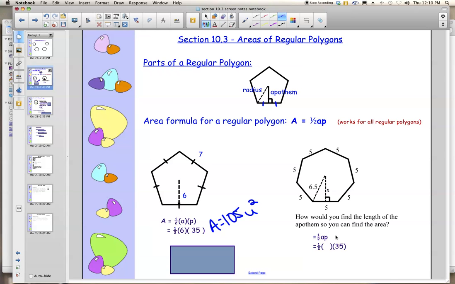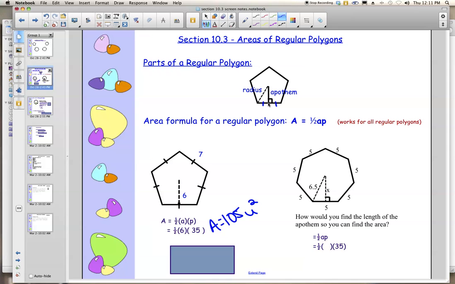The next example that we're going to complete doesn't give us quite everything we need. We're going to have to use our previous knowledge and apply it to find what we need. This one, they do give us all the sides, and since it's a heptagon, 7 sides, we would take 7 times 5, and again, our perimeter happens to be 35 in this case. They again did not give us our apothem. They gave us the radius. We can use the radius, however, to find the apothem.